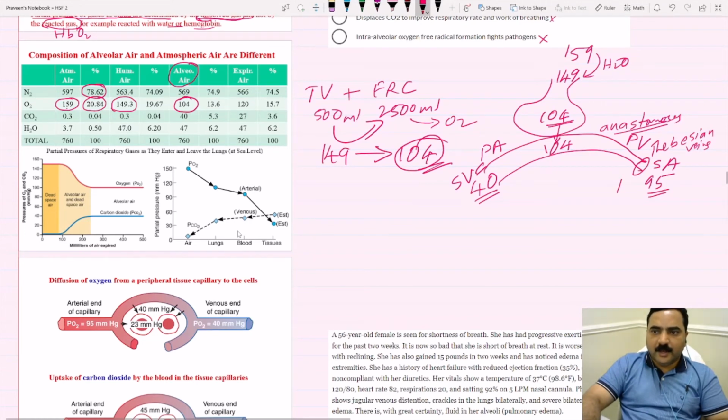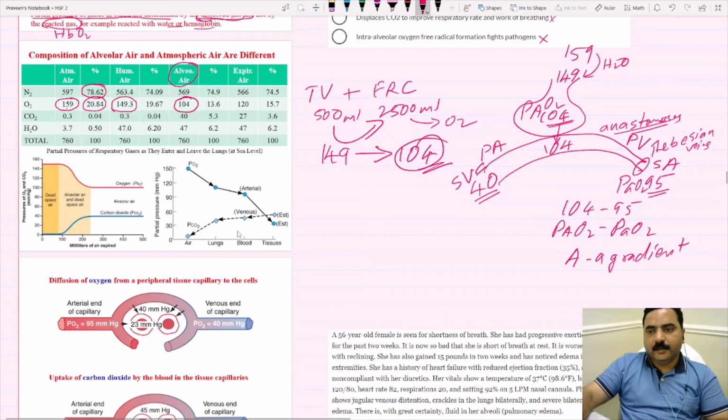So this is the arterial oxygen, PaO2, and this is the alveolar oxygen. The difference between 104 and 95, alveolar oxygen minus arterial oxygen, is referred to as the AA gradient. Approximately, the value of the AA gradient is around 10. Okay, so it's a normal gradient.